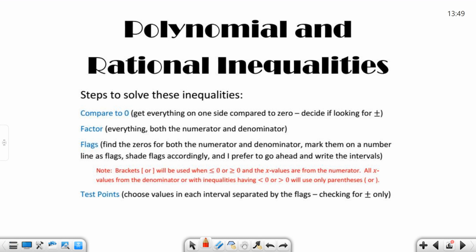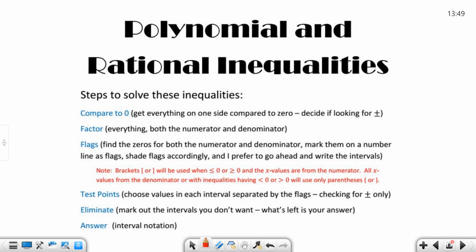So I will only put flag numbers and intervals below the number line, and test points and pluses and minuses above the line. And then we will eliminate. So we'll mark out the intervals that we don't want, and what's left is our answer. And then finally, that means we just write our answer down, okay? But we're going to write it in interval notation.